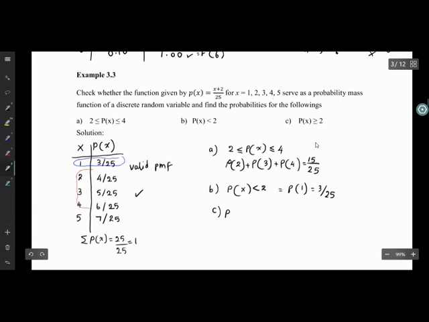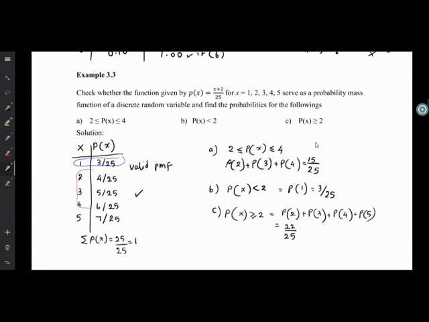Then we have the third one, P(X ≥ 2). Greater than or equal, so these probabilities include 2, since we have the equal sign. So you have to add up the probabilities for 2, 3, 4, and 5, which will add up to 22 over 25.